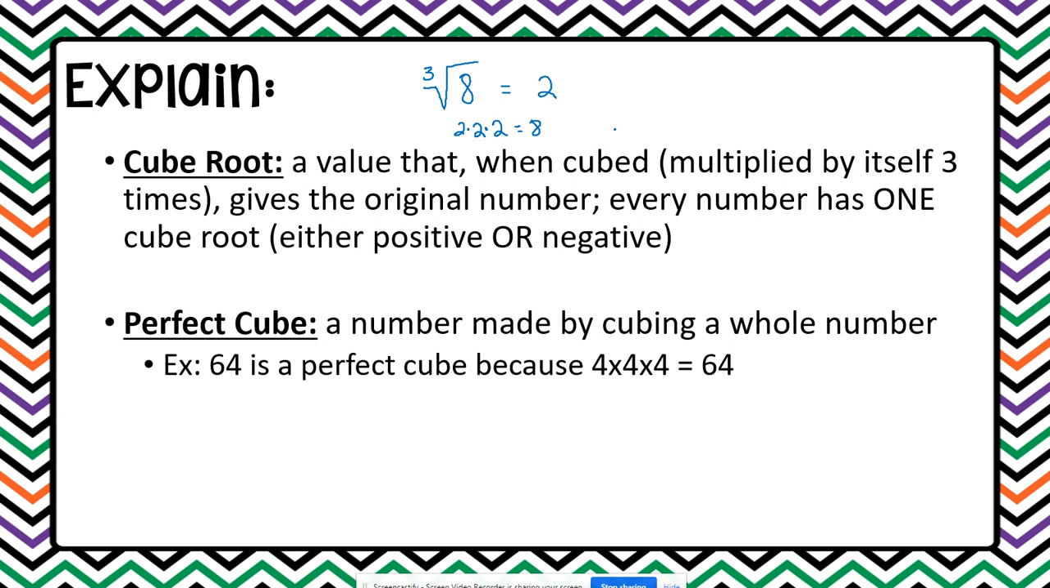The answer is not negative 2 because if we multiplied negative 2 times itself 3 times, negative 2 times negative 2 right here would give us positive 4. But then we would have to make sure we multiplied by this negative 2. Well, positive 4 times negative 2 is negative 8. Well, that means that negative 2 is not the cube root of positive 8. It would actually be the cube root of negative 8.